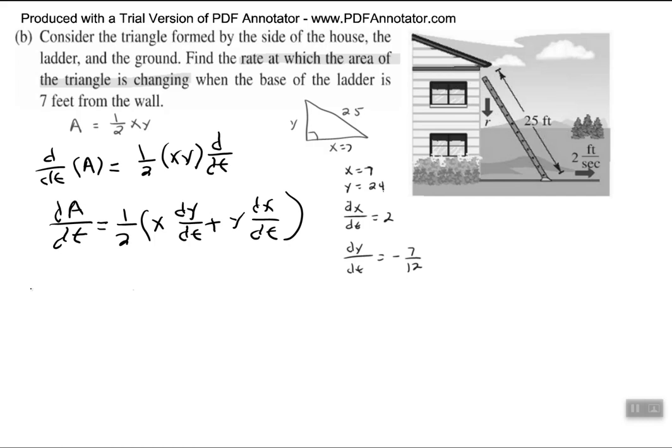So let's see what we have. x is equal to 7. Let's use some brackets here since we're going to multiply. dy dt in this case is negative 7/12. Again, that came from the previous work that we did for this problem. And then y is equal to 24, and dx dt is equal to 2.